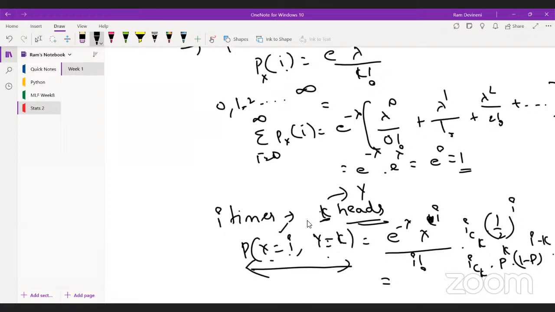Sir, in the question, will the value of lambda be given, or do we have to find out the value of lambda? The value of lambda will be given. Okay, fine.